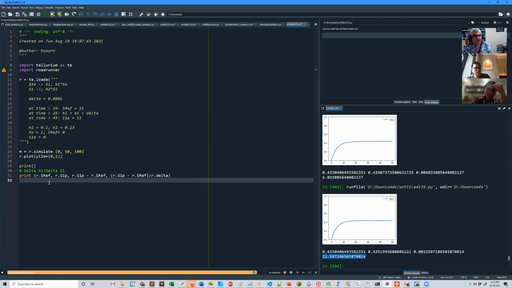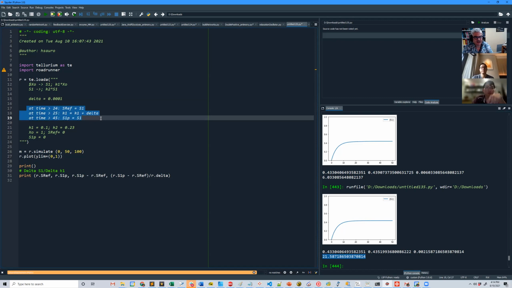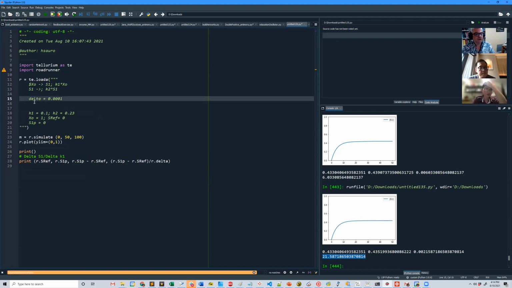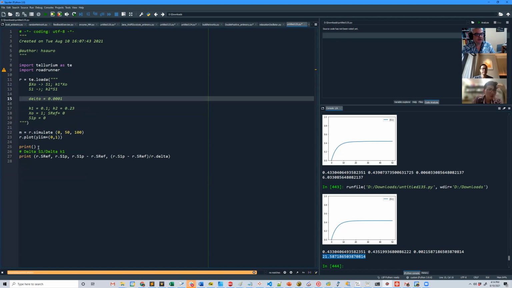What I really should be doing is computing the steady state, the correct steady state, make the perturbation, and then compute the new steady state. At the moment, I'm sort of guessing where the steady state might be by using these times. So I'm going to get rid of this, and I'm going to do it the proper way. I'm going to get rid of that.